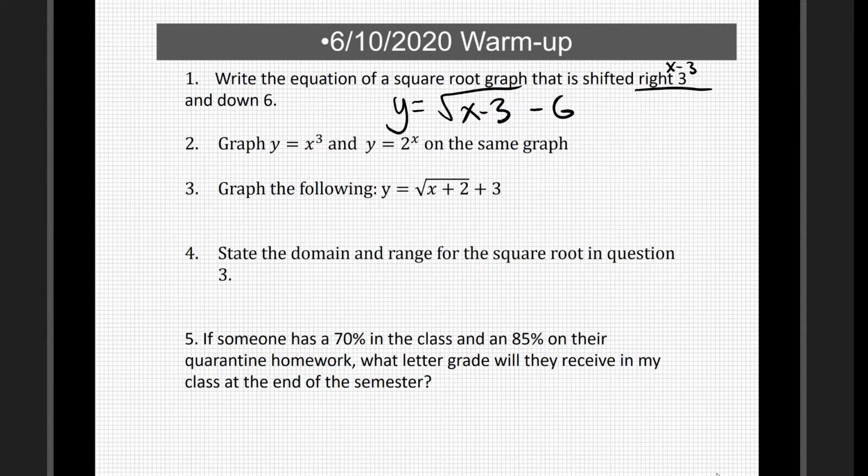The next one: graph y equals x cubed and y equals 2 to the x on the same graph. Y equals x cubed looks like this. That's 0, 0. I goofed and missed. And y equals 2 to the x looks like, not like that. Let's make it look better. Like this.